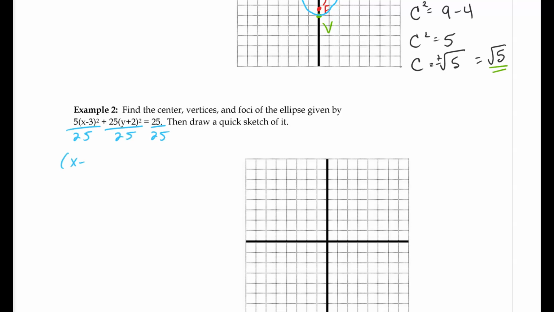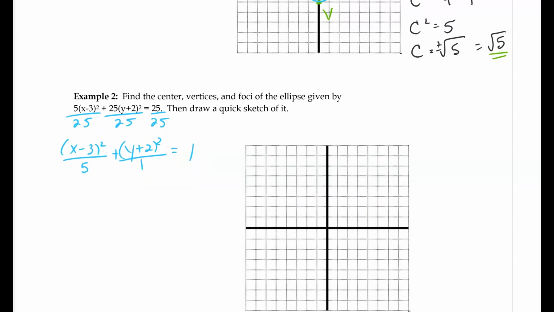So we get x minus 3 squared all over 5 plus y plus 2 squared, that's going to be over 1 because 25 over 25 is 1, equals 1. So this is standard form of the ellipse. Now, a squared is this time underneath x, so we know our ellipse's major axis is going to be stretching out horizontally. How do I know this? Because of where a squared is located.